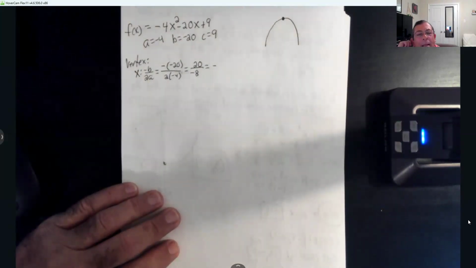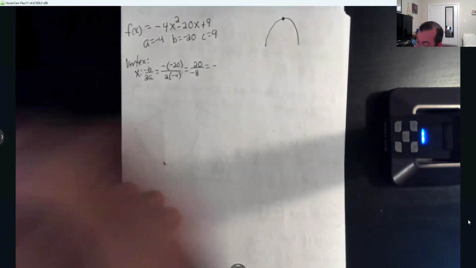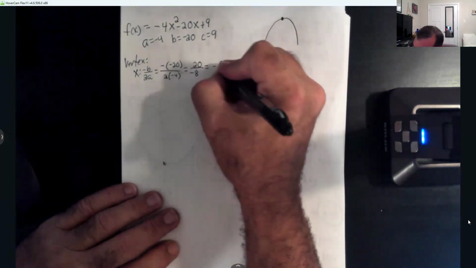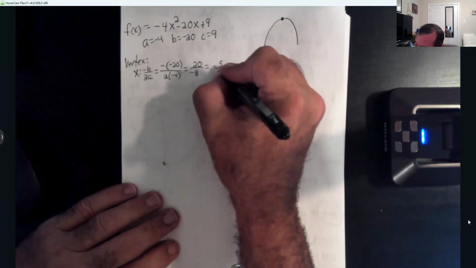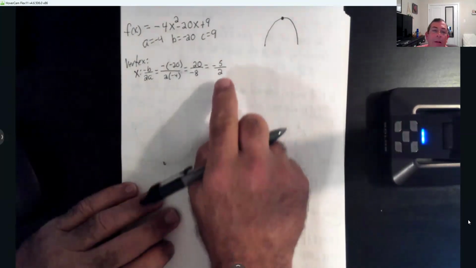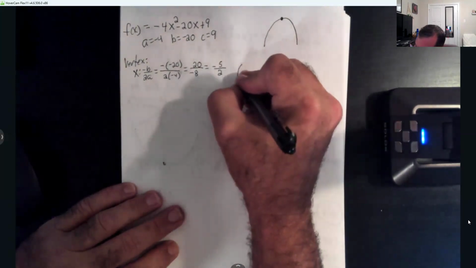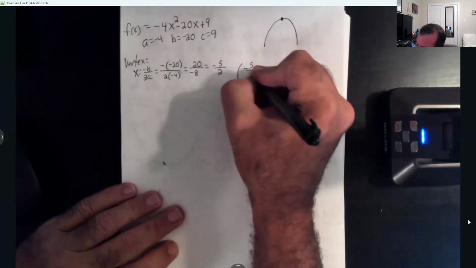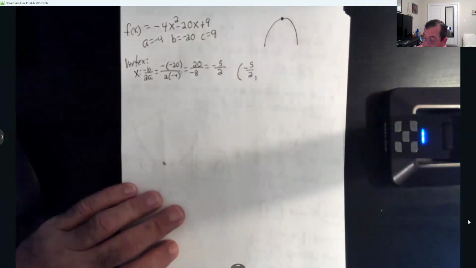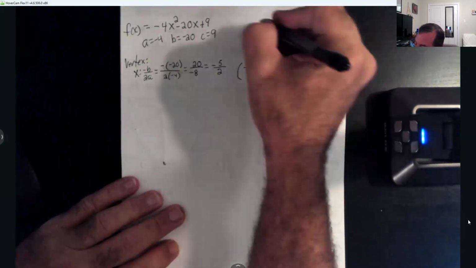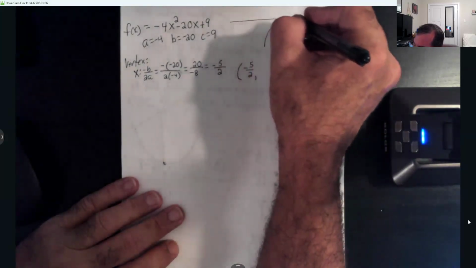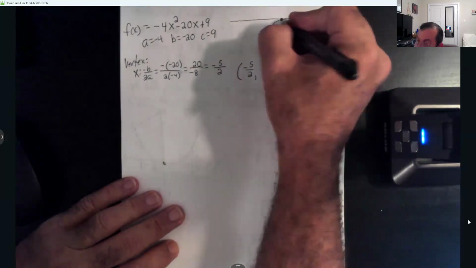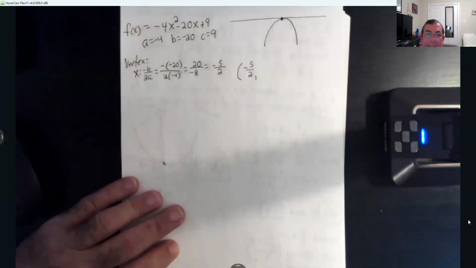So it will be a negative, let's see, 20 and 8, they both can be divided by 4. They can be divided by 2, but 4 would be the biggest number. So 20 divided by 4 will make that a 5. 8 divided by 4 makes that a 2. So this time my vertex is going to be a negative 5 halves for the x. So remember, if I'm cruising along that x-axis, this vertex is at negative 5 halves now on the x-axis.